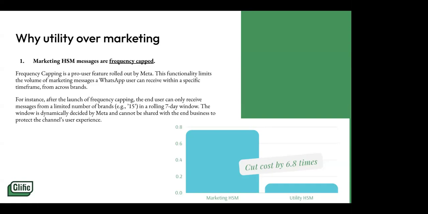It prevents WhatsApp from feeling like a very spam-driven or marketing-driven platform. It is trying to limit the number of marketing messages that you and I as users receive. That is what is called frequency capping. What this means is that end users like you and me can only receive messages from a limited number of brands in a rolling 7-day window. It could be 15. Over here it's an example. We don't know if it's 15. Meta hasn't revealed that information.